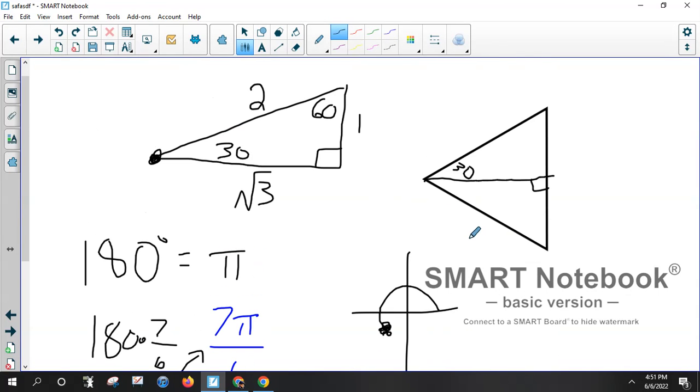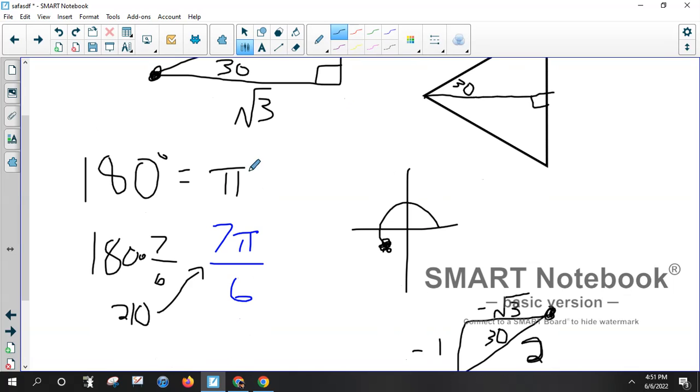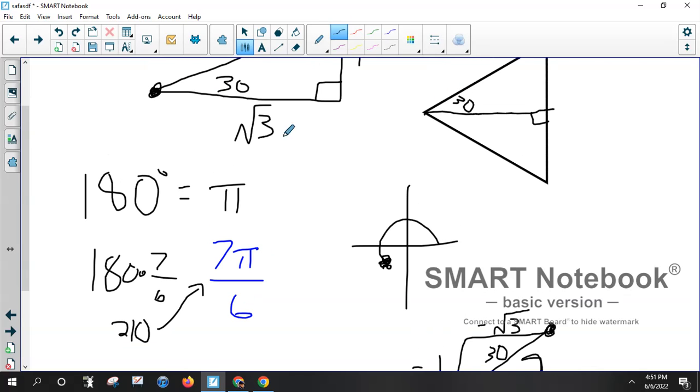And notice how I did that. I took this value of pi, I adjusted it by multiplying by 7 over 6. It means I multiply this side, 7 over 6. Now I know which angle I have. Although, if you learn how to count by pi, it's actually quite easy.